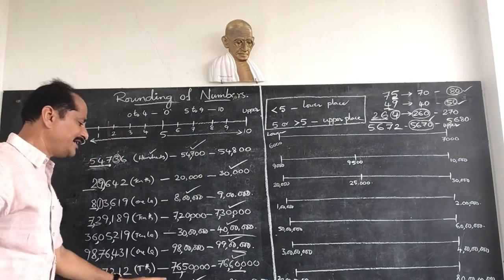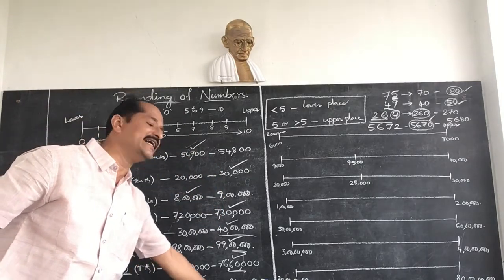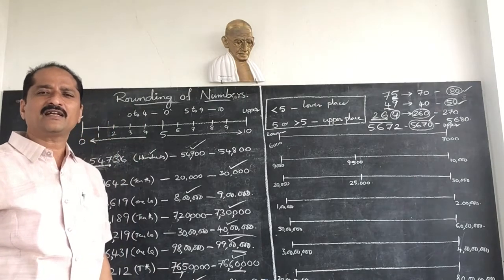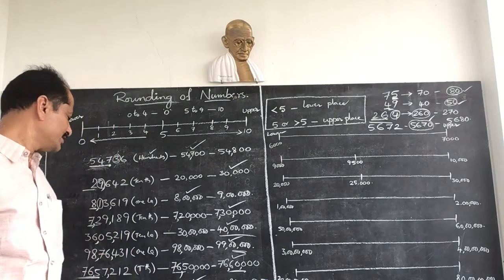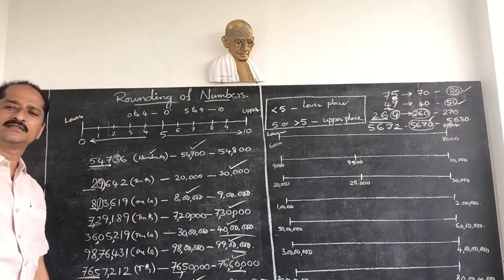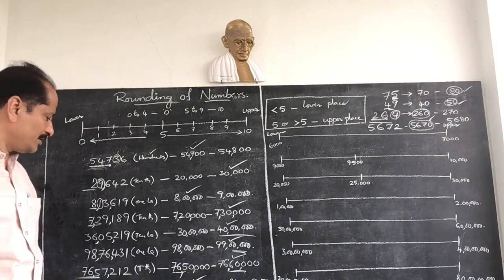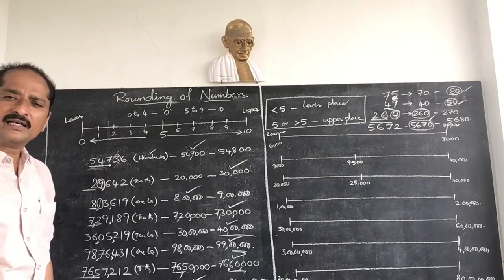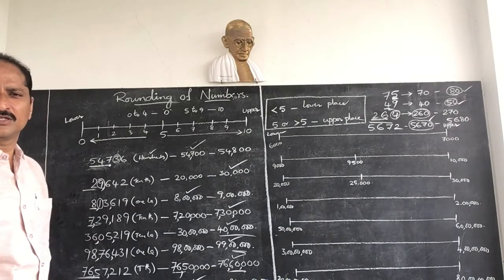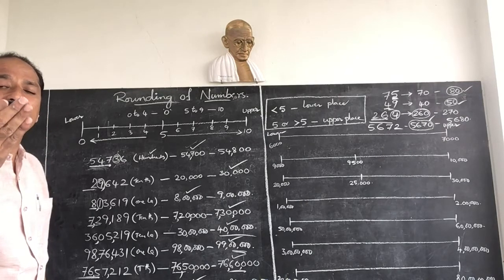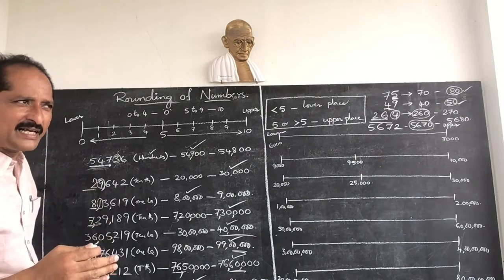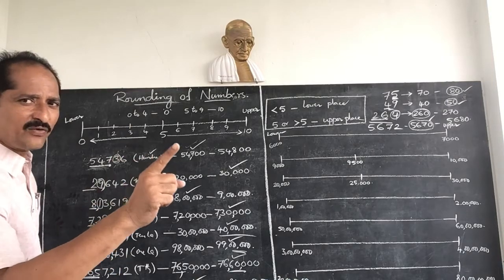So 7 10 crores and 8 10 crores. It should be rounded to the lower 10 crores or the upper 10 crores. We should see the next lower place than 10 crores. The next lower place than 10 crores is the 1 crores place.